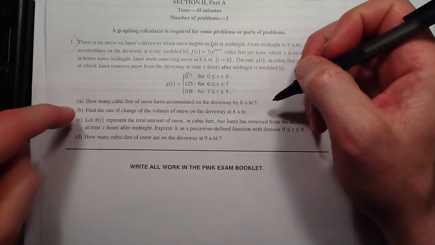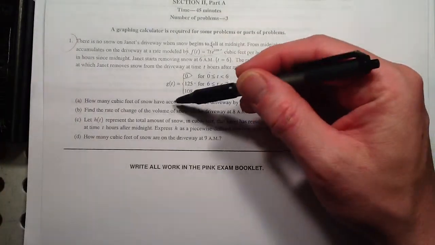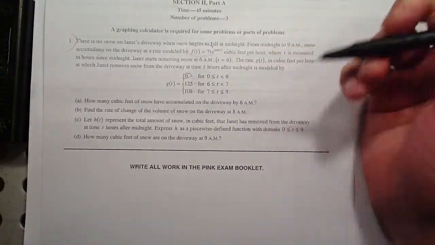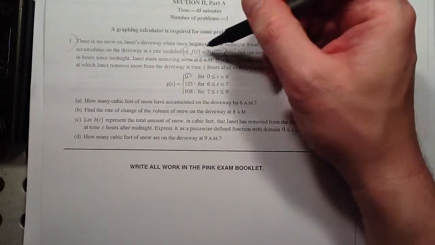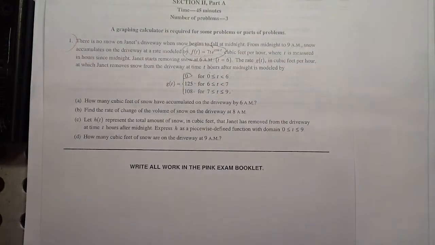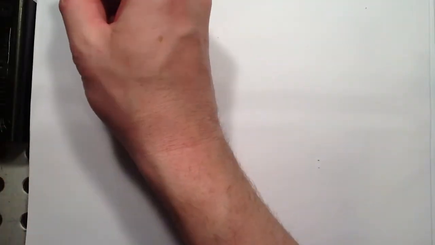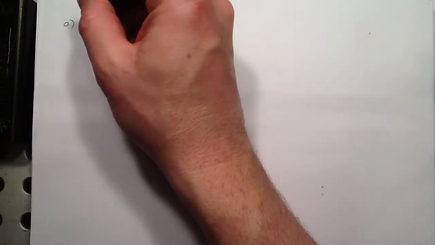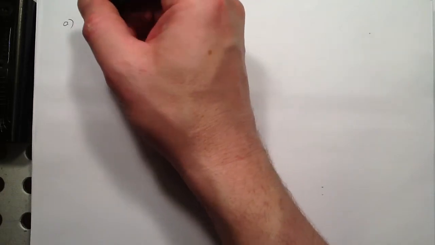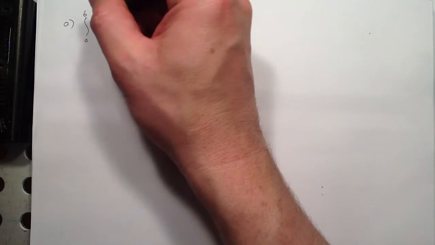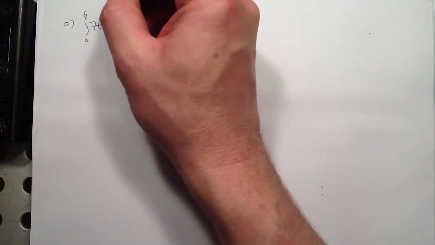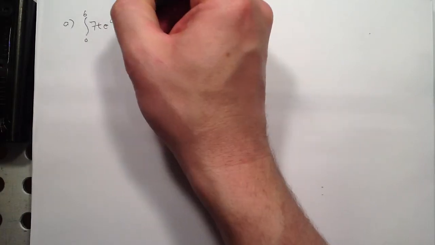All right, first question. How many cubic feet of snow have accumulated on the driveway by 6 a.m.? Well, here's the rate. So the amount of snow is the integral of the rate, right? So part A, we want to find the integral from 0 to 6 of the rate, which is 7t e to the cosine t dt.